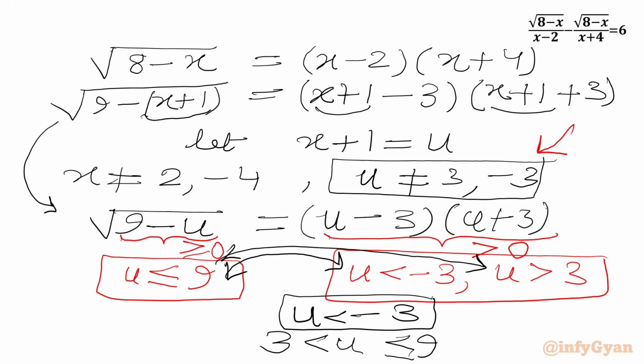So we have two conditions on u. For x to be real or u to be real, u should be less than minus 3 or u should be in the interval 3 to 9. Now we will use difference of two squares formula over here. u minus 3 times u plus 3, u square minus 3 square.